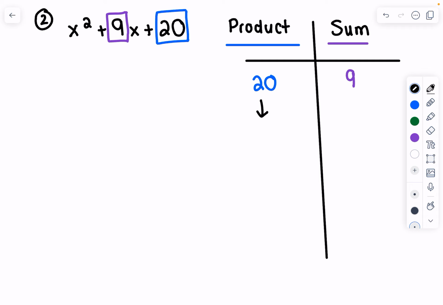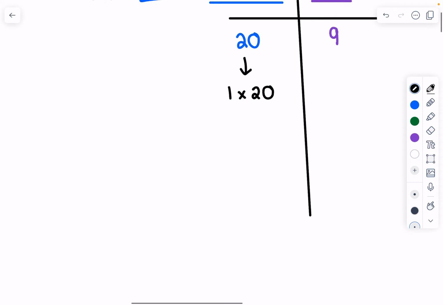I am going to go through and I'm going to list all of my pairs that multiply to 20. So the bigger the number, the likelihood the more pairs, unless of course it's prime. So I have 1 times 20. I also know 2 times 10 equals 20.